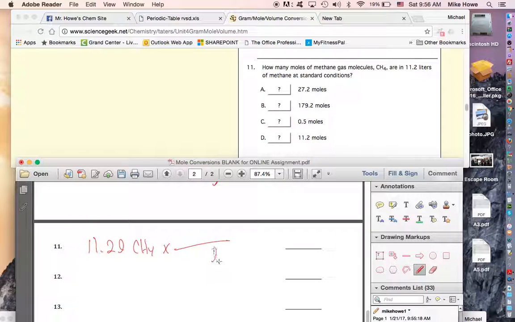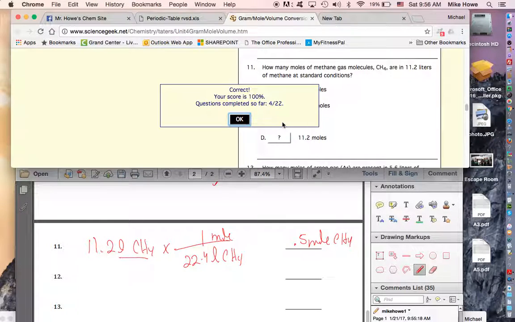Okay, liters go on the bottom because we want to cancel out liters. Whatever unit is here goes on the bottom. On the top, you put moles because that's what you're looking for. 1 always goes in moles. It's 22.4 liters. So now you've got 11.2 times 1 divided by 22.4, which is 0.5 moles of CH4. Then you put in 0.5 moles like that.